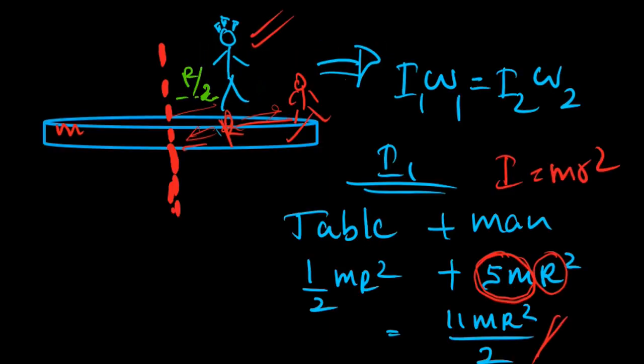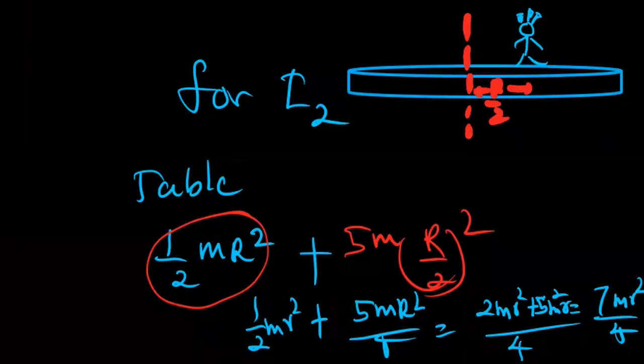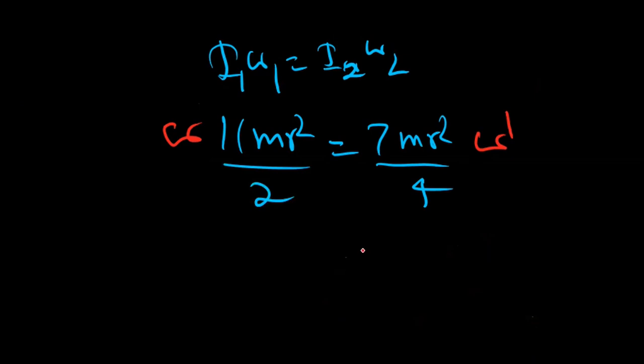Right. So the next thing we have to do is we can equalize them. I1 omega 1 equals I2 omega 2. So I1 we found 11mr squared by 2 equals, the next one we got 7mr squared by 4. Then we have to multiply this by omega value, initial omega, let's take it as omega dash.